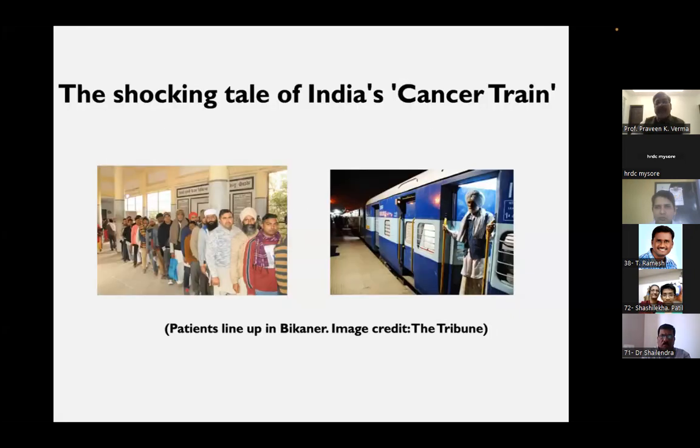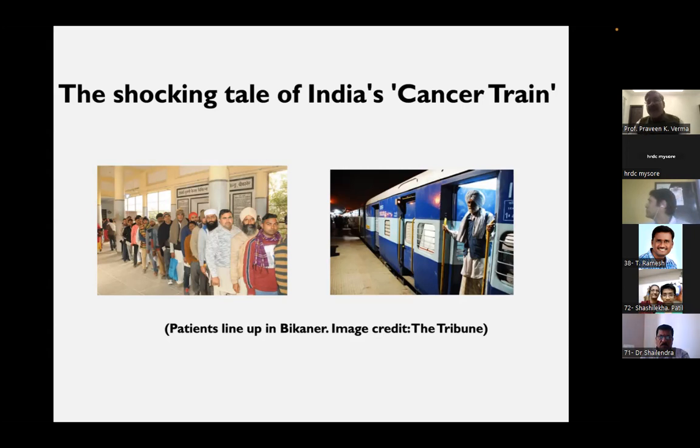So there is a place called Bhatinda. From there, an overnight train used to start in the night, and it used to reach Bikaner in Rajasthan in the morning. Bikaner had a cancer hospital, and the entire train was full of cancer patients. Nearly 200 to 400 patients every day used to travel along with their attendants. That's why these things were named the cancer train.